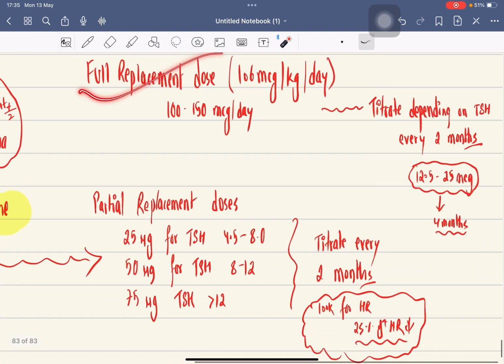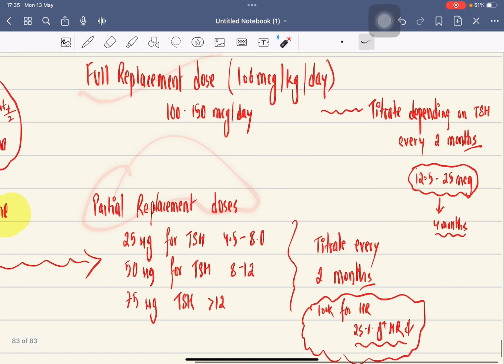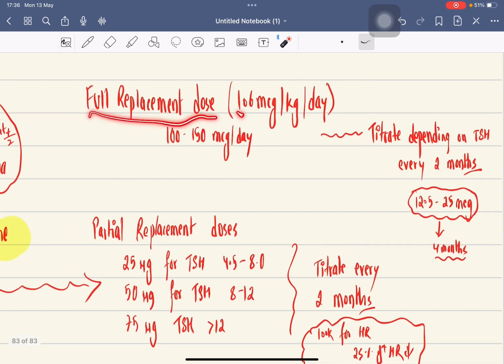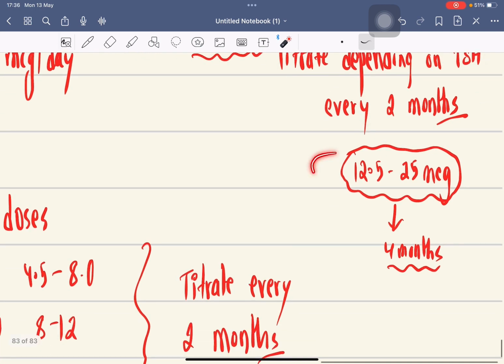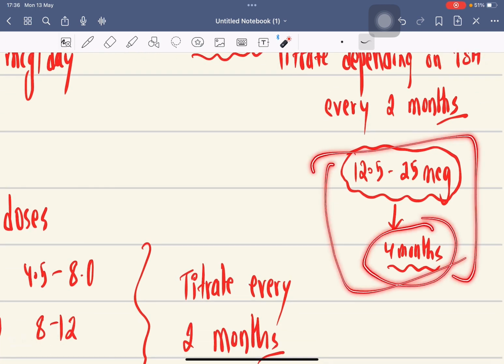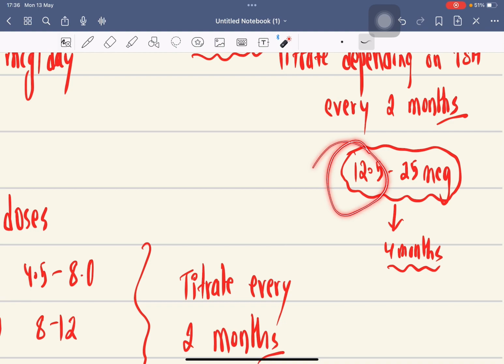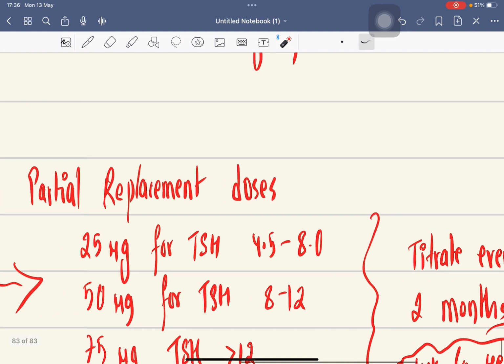We have two methods for treatment. One is full replacement and the other is partial replacement. Full replacement means 1.6 mcg per kg per day, about 100 to 150 mcg per day. We should titrate by seeing the TSH level. We should repeat every 2 months, and then every 4 months we should titrate by 12.5 to 25 microgram.